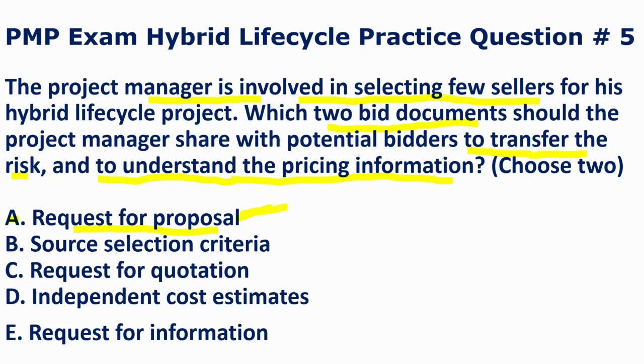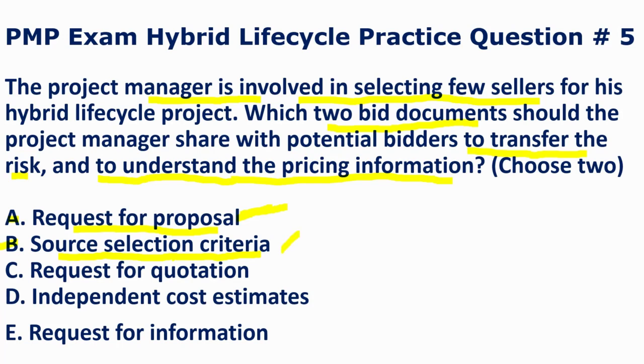Let's evaluate option B, which states that the project manager should select the source selection criteria. Guys, this option is useful to evaluate bidders' proposals, so it is not the best option for this question.